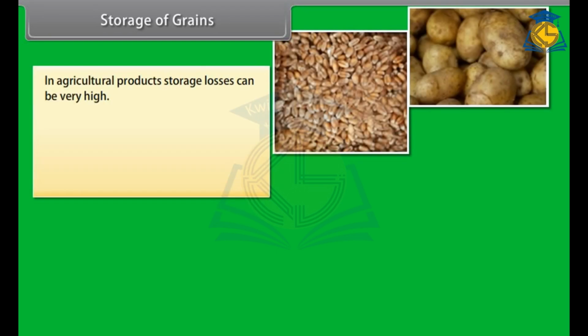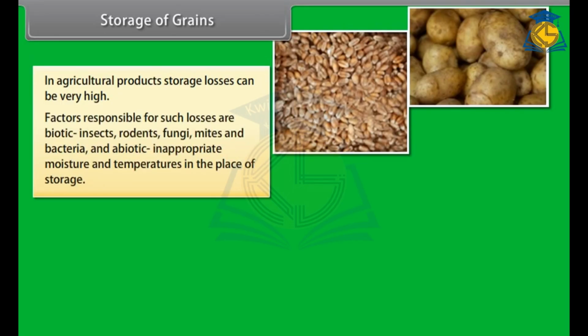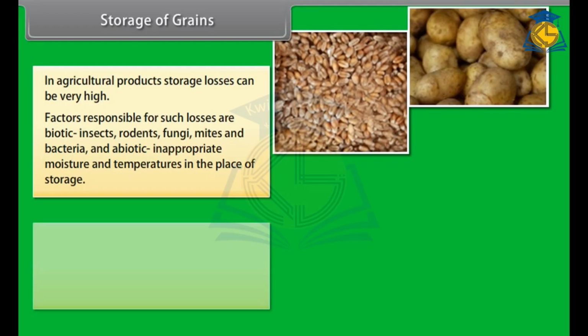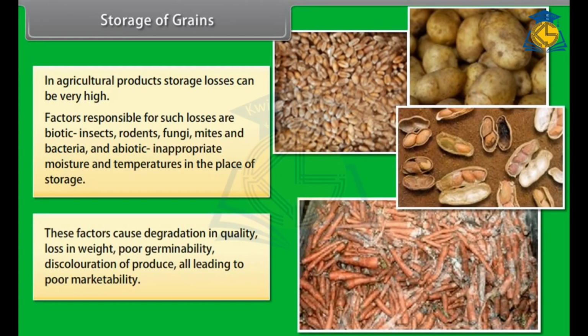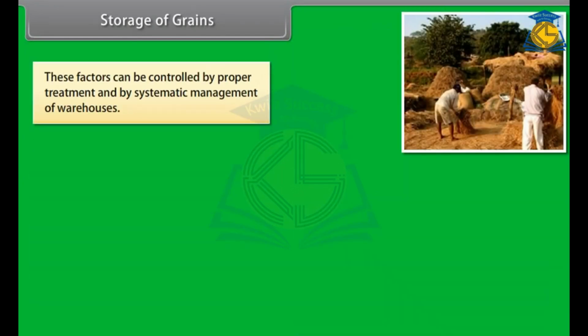In agriculture products, storage losses can be very high. Factors responsible for such losses are biotic: insects, rodents, fungi, mites, and bacteria, and abiotic: inappropriate moisture and temperatures in the place of storage. These factors cause degradation in quality, loss in weight, poor germinability, discoloration of produce, all leading to poor marketability. These factors can be controlled by proper treatment and by systematic management of warehouses.